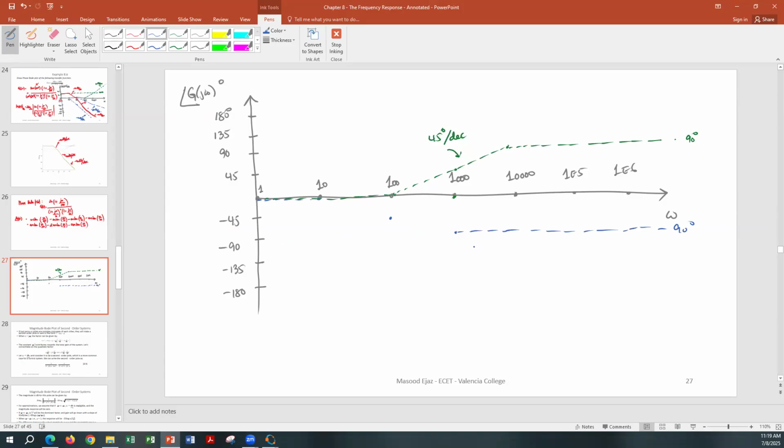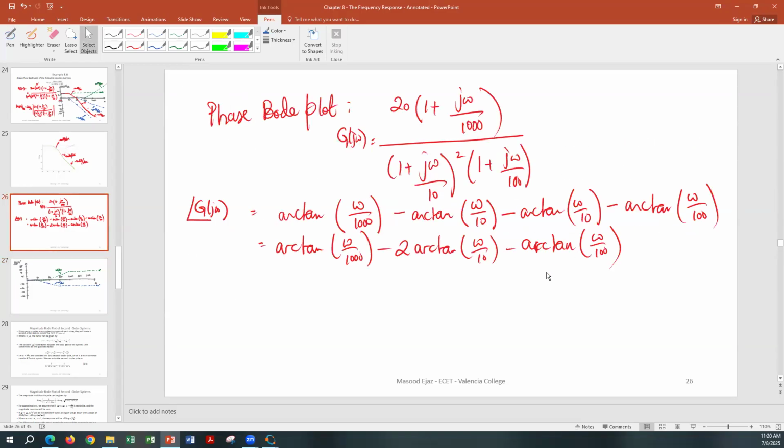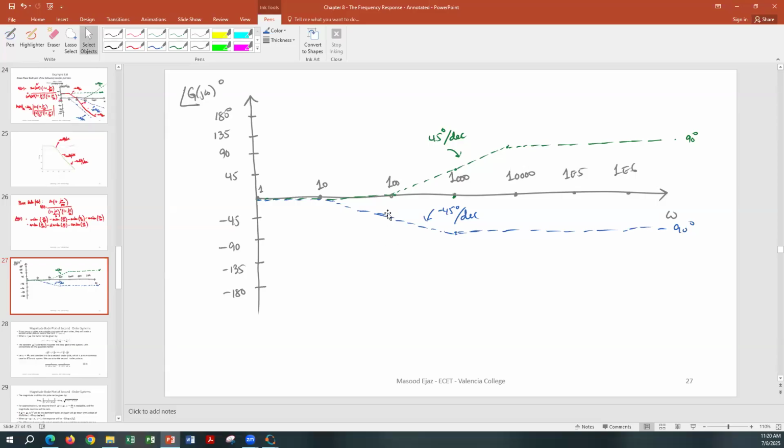Seems like my 90 here is a different height than this, but anyways. This is negative 45 degrees. And this corresponds to the third factor, arctan of omega over 100. At omega equal to 100 it is 45 degrees, and at 1000 it is 90 degrees.